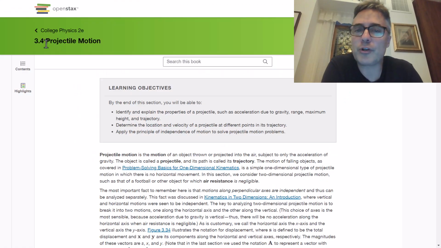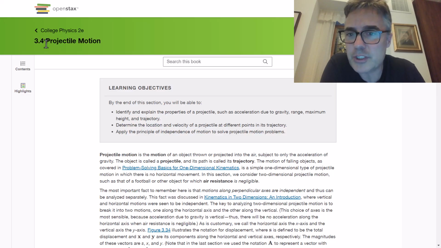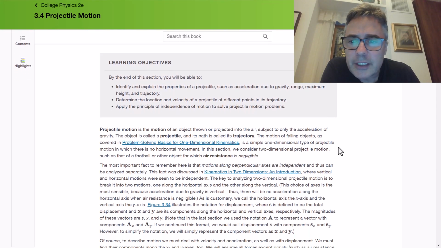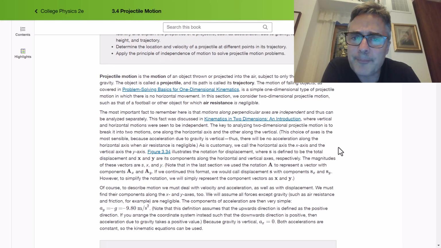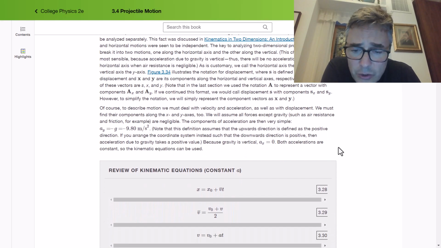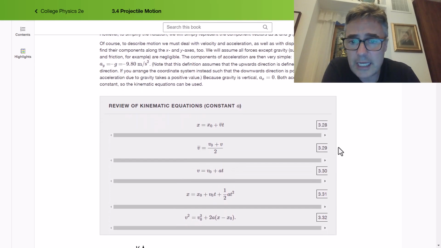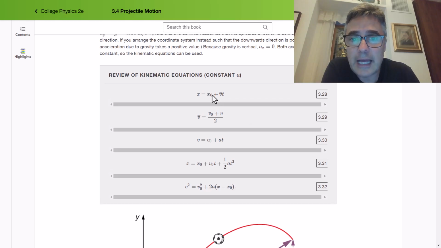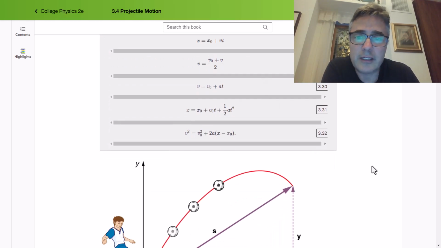Section 3.4 on projectile motion. So I'll just tell you a personal story. I think my high school teacher was a little obsessed with projectile motion, and so I sort of had a bad experience with it. So it's not my favorite section in the book, but it's okay. It's basically just two-dimensional motion for a special case when there's zero x component of the acceleration and negative 9.8 is the y component.